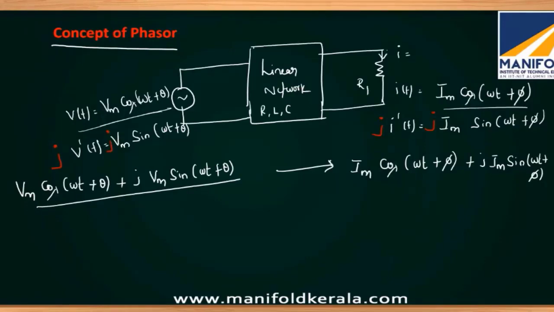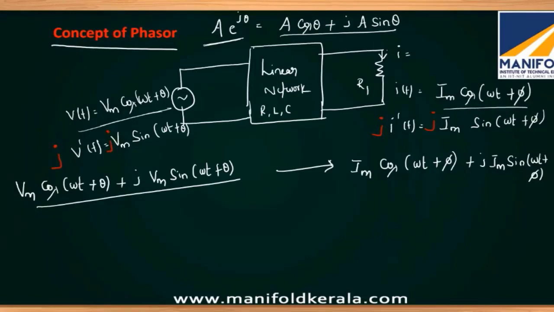From mathematics, if you remember Euler's theorem, A e power j theta, I can write it as A cos theta plus j into A sin theta. This is called the exponential form, and this is called the rectangular form. I hope you remember your 10+2 mathematics.